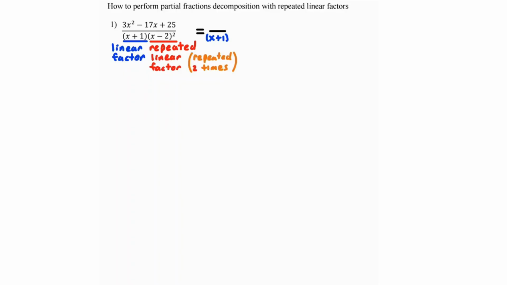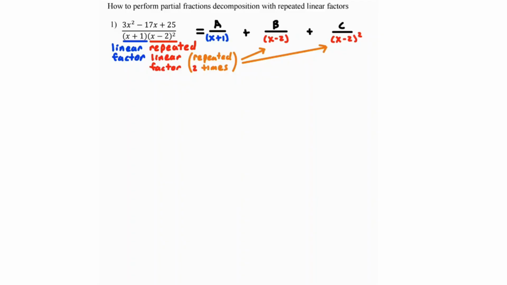Particularly, this x minus 2 has been repeated 2 times, meaning we're going to have 2 fractions. One fraction is going to have the denominator of x minus 2 to the power 1, where the other fraction is going to have the denominator of x minus 2 to the power 2. We don't know the numerators for each of these fractions, so let's call it a, b, and c.